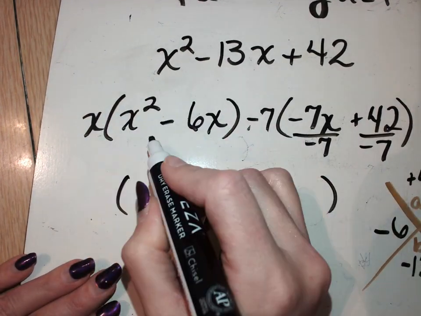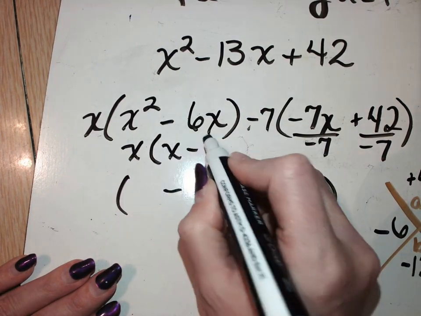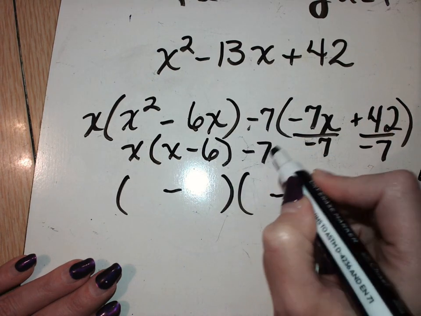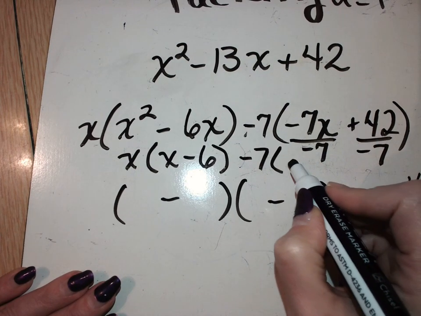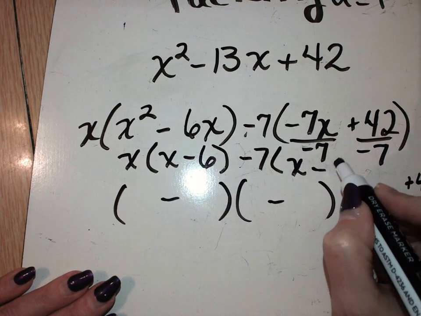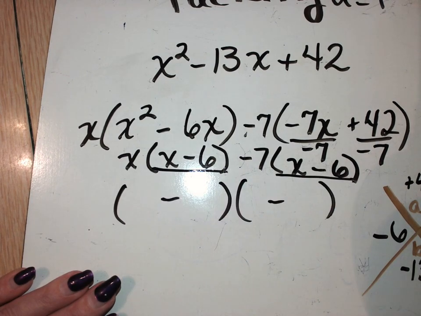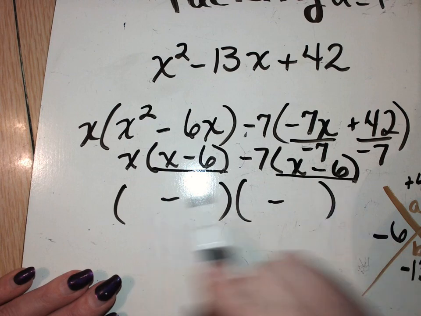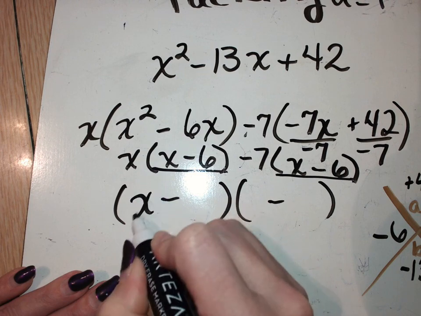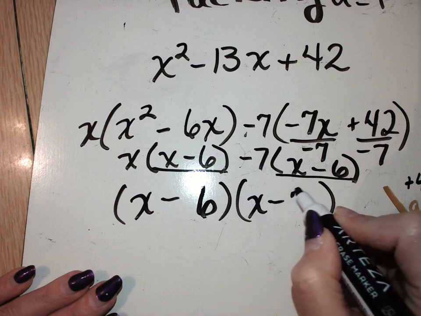So what we're left with now is x, and we're going to have x minus 6. And then over here, we're going to have negative 7. What's going to happen here is this is going to leave us, hopefully, with that same twin of x minus 6. Because remember, if you do not have twins here, you're not going to be correct. So now we have to think about what our two factors are going to be. Since we have twins, we know that is one set. So x minus 6 is our first set, and x minus 7 is our second set.